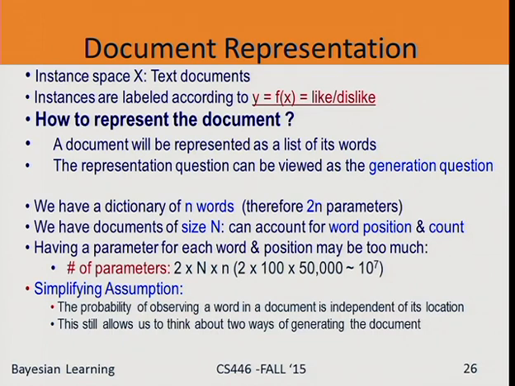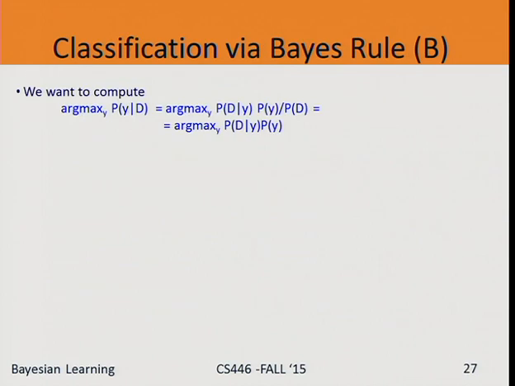In all cases, we're going to assume that the probability of observing a word is independent of the location in the document. And the count, as I said, we're going to incorporate, so it will give us two ways to think about generating a document. Okay, so here is way one.